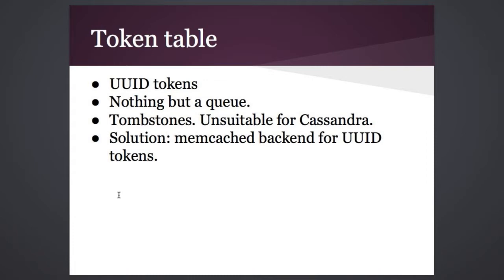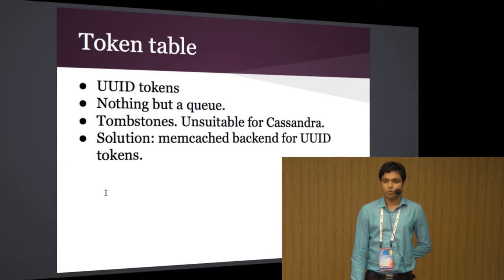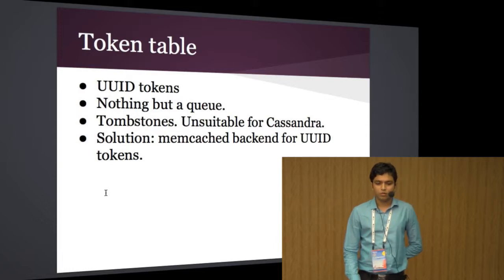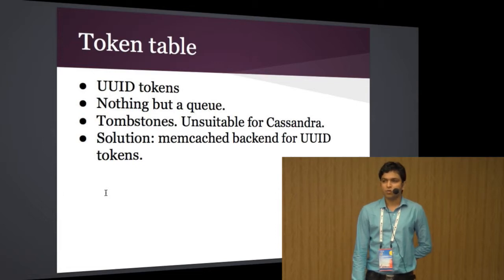A special note for the token table: we didn't implement a token driver for the token backend of Keystone. That is because UUID tokens are nothing but a queue for Cassandra, and that's a known anti-pattern for Cassandra. So we just skipped the token backend and didn't implement a Cassandra driver for it.